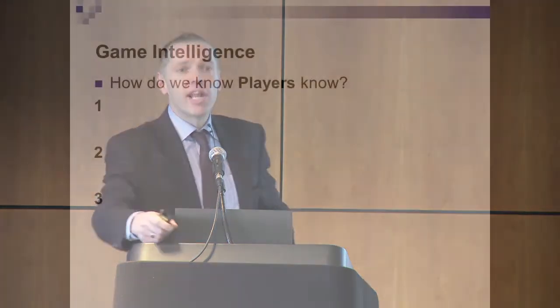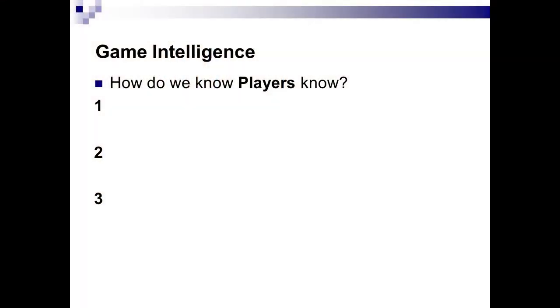Nearly finished. Last question. Finished in about 5 minutes. How do we know players know? So we've looked at what game intelligence is. You've jotted down 2 or 3 things. Then we've looked at how we coached it. This is the most important thing. How do we know that players have got it? How do we know that they've understood it?